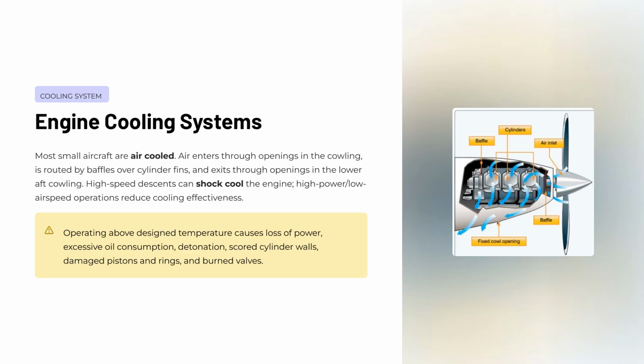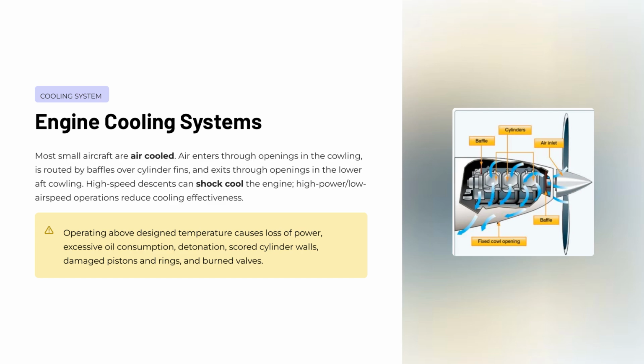Two specific situations can compromise cooling effectiveness. During a high-speed descent, rapid airflow over the cylinders can cause shock cooling, where the engine temperature drops too quickly and creates harmful thermal stress. On the opposite end, operating at high power settings with low airspeed, such as during a steep climb, reduces the volume of cooling air moving through the cowling, which can allow temperatures to rise dangerously.